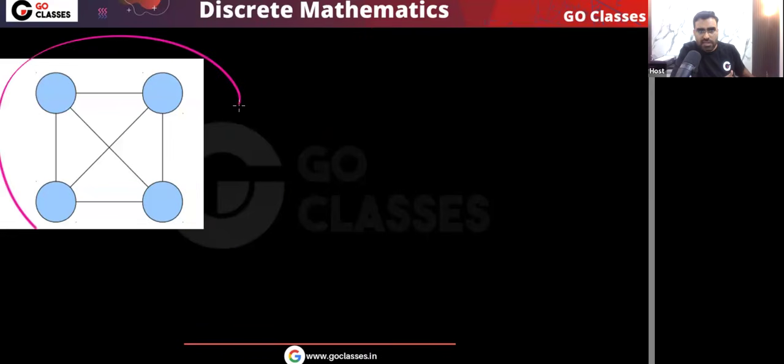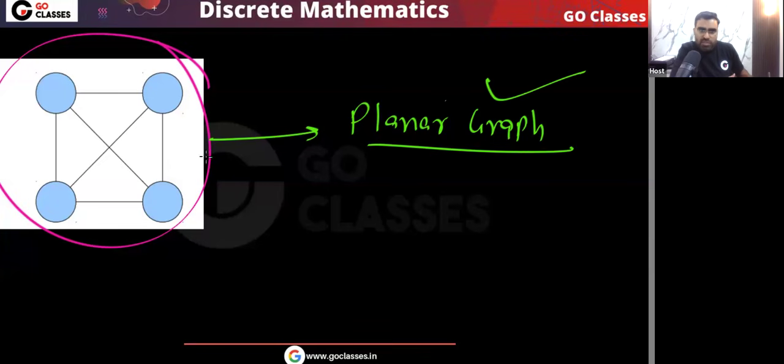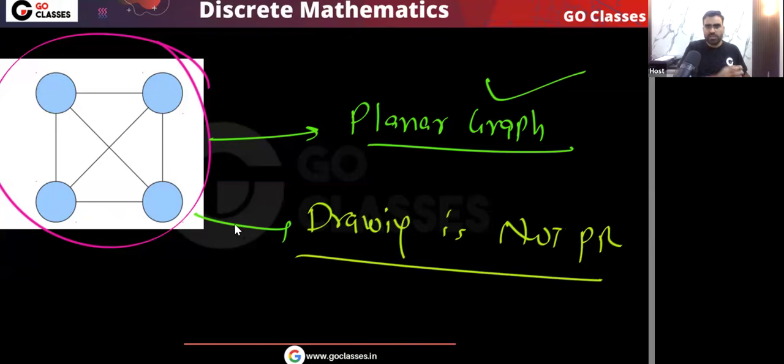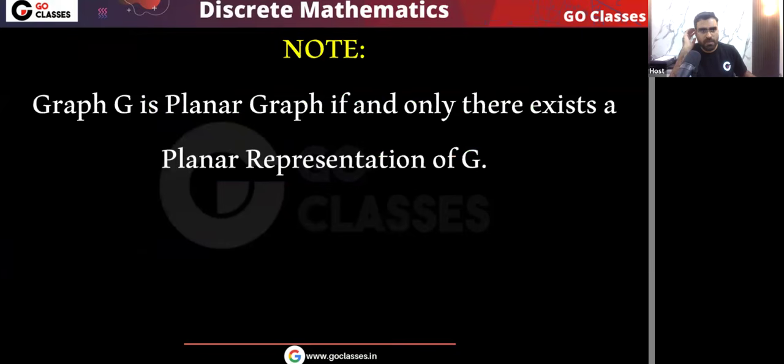We have seen that this drawing is not a planar representation, but this graph is a planar graph. Please understand, this graph is a planar graph because there is some way to draw this graph without edge crossing. But remember, this drawing is not a planar representation. I hope you understood the difference. Understand the difference between planar graph and planar representation. This drawing is not a planar representation, but this graph is a planar graph because there is some way to draw this graph without edge crossing.